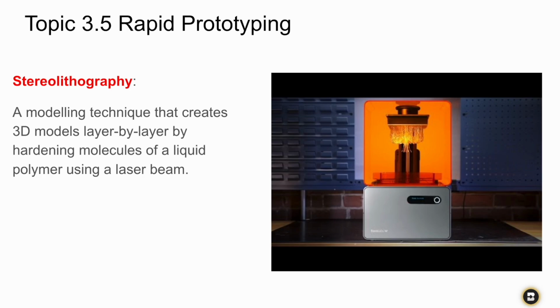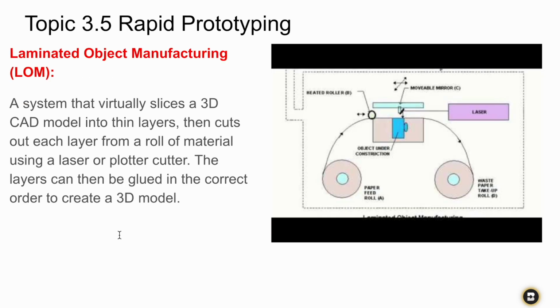So that's stereolithography. Laminated object manufacturing, or LOM, is a system that virtually slices a 3D CAD model into thin layers and then cuts out each layer from a roll of material using a laser or a plotter cutter, and then the material can be glued together to create a 3D model. Essentially, you're cutting out a layer and then cutting out another layer and gluing them together as you go to build up the structure. It looks a bit like a topographic map, so that's what you're doing with LOM.